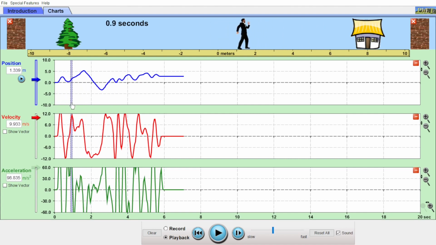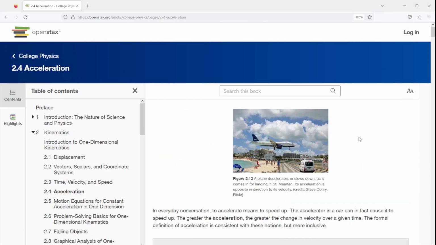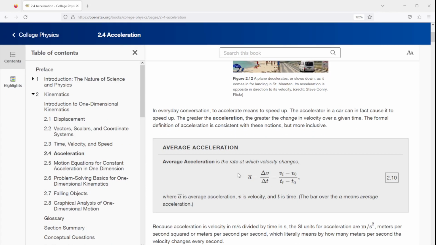We've talked about the definition of the velocity. That gives us the rate of change of the position. Let's go ahead now and define acceleration. So here we are in our textbook, section 2.4, college physics textbook. And here we're going to define acceleration. Acceleration gives the rate of change of the velocity. And here we're going to define average acceleration. And we can see it's defined in a very similar way as the average velocity was defined.